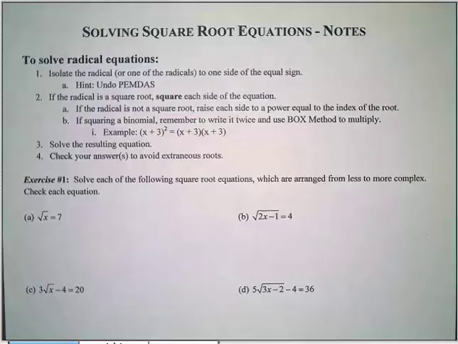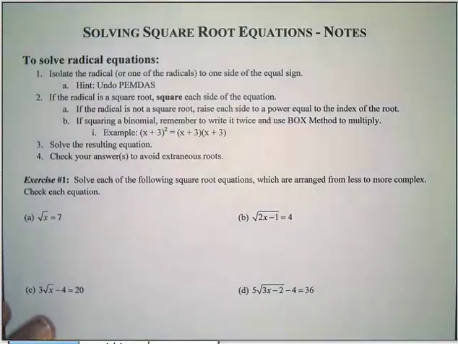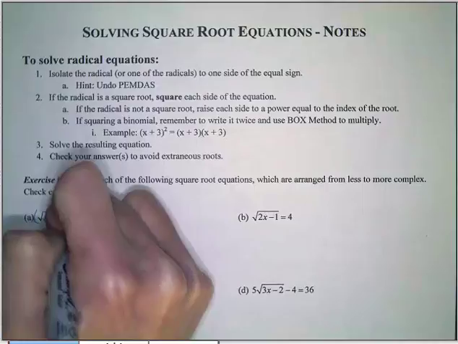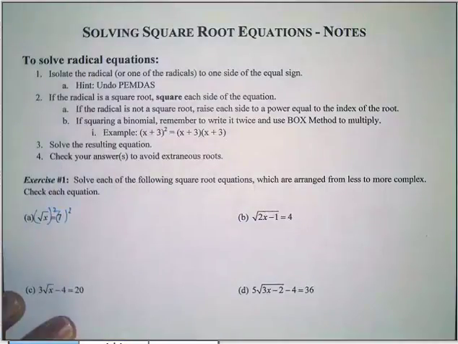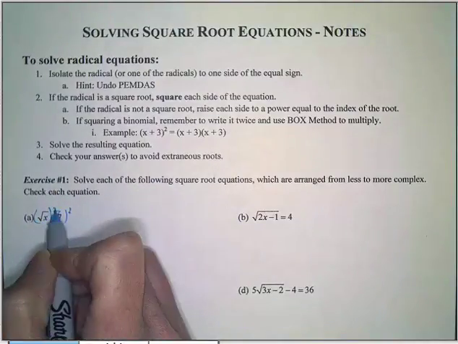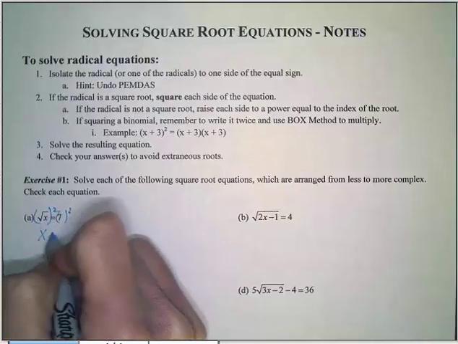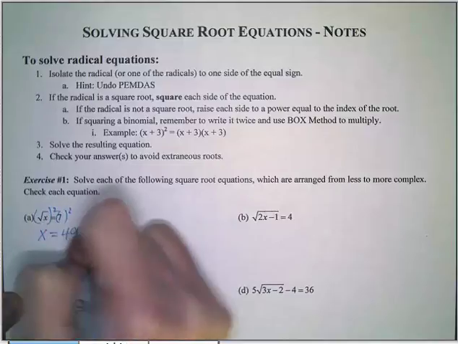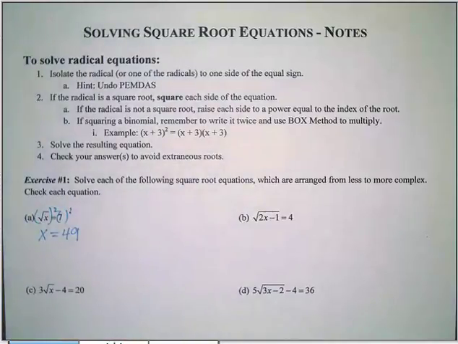So, in the first one, the radical is isolated, so that was our first step. Now, to undo the square root, we're going to square both sides. So square root squared, those cancel, those undo each other. So we have x equals 7 squared, which is 49. When you grab your calculator and you check that, the square root of 49 is 7. So we are good to go.